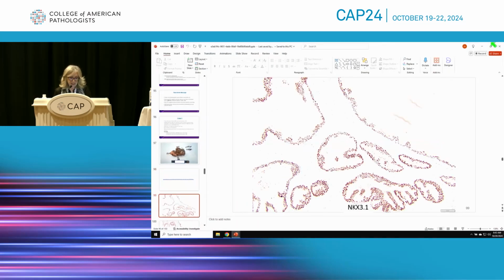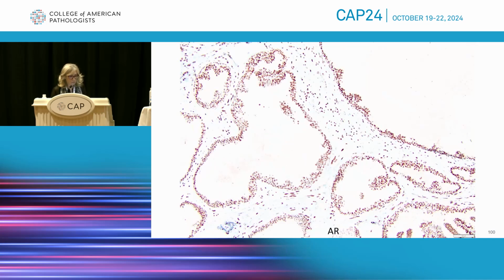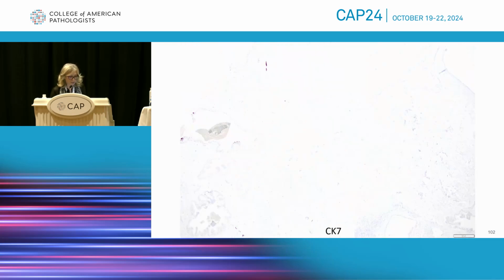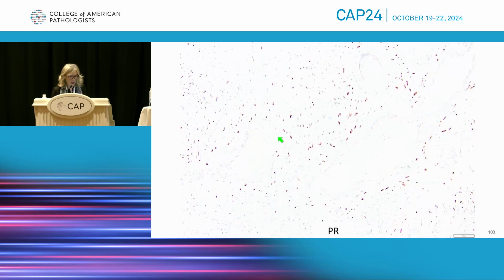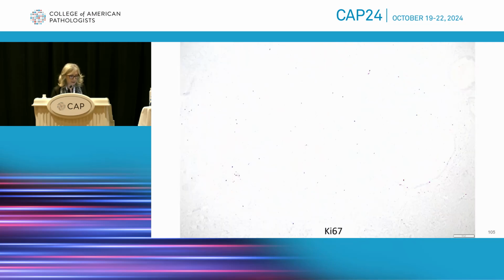Okay, so then I did NKX3.1 and other stains. As you can see, the prostatic glands were NKX3.1 positive. I did AR, androgen receptor, and both prostatic glands and stroma were positive. CK7 was negative in everything. There was some minor positivity in some of the cystically dilated glands. Progesterone receptor stained the prostatic stroma as expected. CD34, although in most cases it should highlight the prostatic stroma, in this case was only highlighting the vessels. And then I did Ki-67, which was not overwhelming.